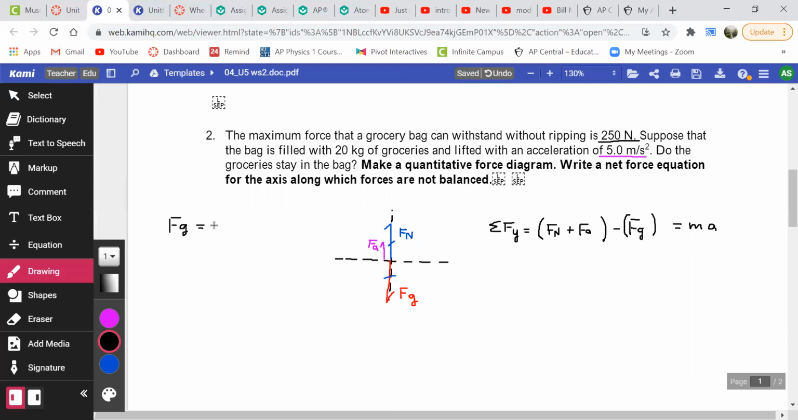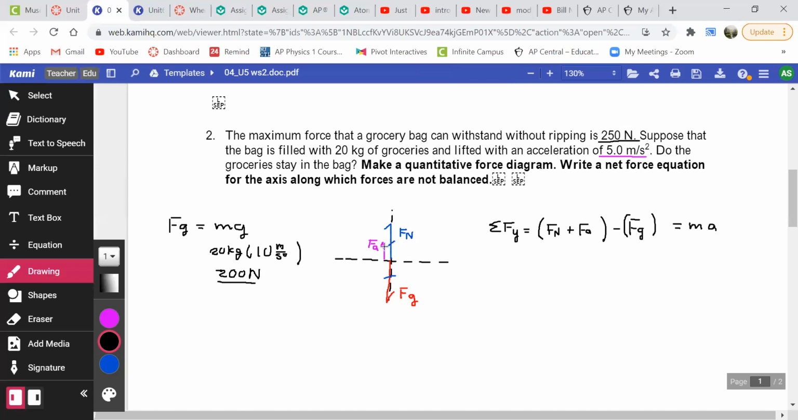As always, force of gravity is equal to mg. This being the case, it's going to be the mass of 20 kilograms times 10 meters per second squared, giving us a value of 200 newtons. So the force of gravity is 200 newtons downward, which means that the normal force it exerts is 200 newtons upward. And really what this is saying is that the bag can only add 250 newtons of resistance in order to keep the bag from ripping. If it goes over 250 newtons of resistance, it will rip.